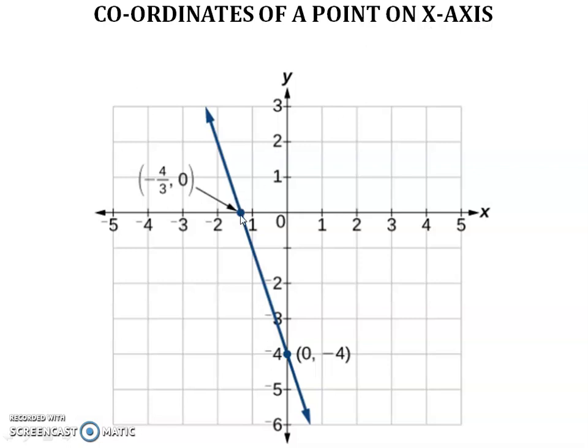What is the peculiarity of the coordinates of a point on x-axis? I repeat my question. What is the peculiarity of the coordinates of a point that lies on x-axis? You can see here the x coordinate is minus 4 by 3 and y coordinate is 0. That is the peculiarity of a point on x-axis. The y coordinate will be 0.